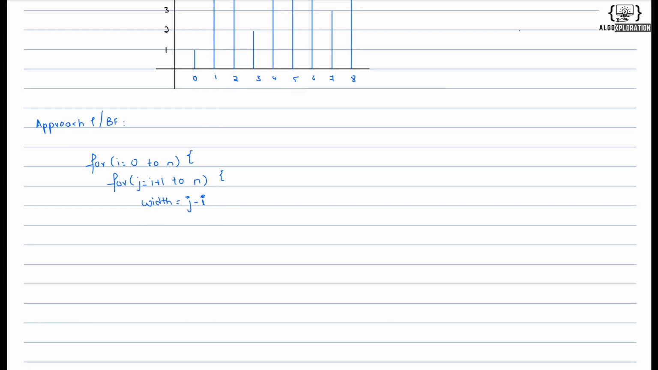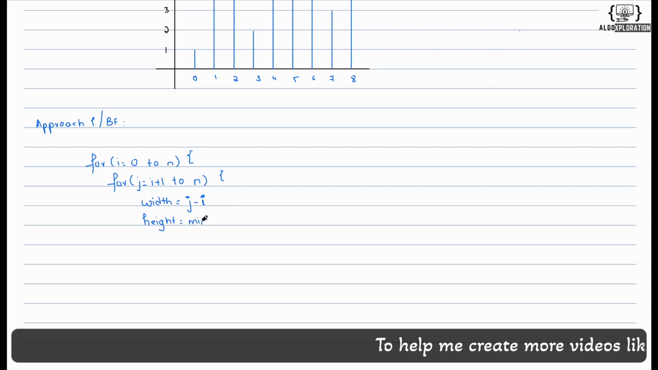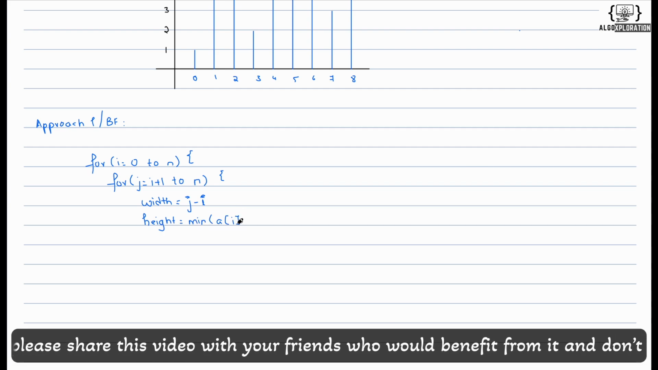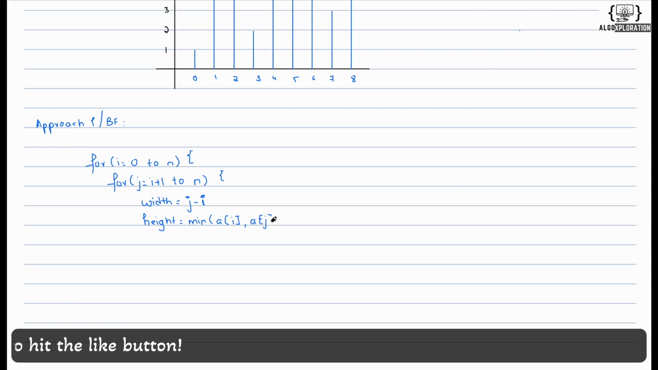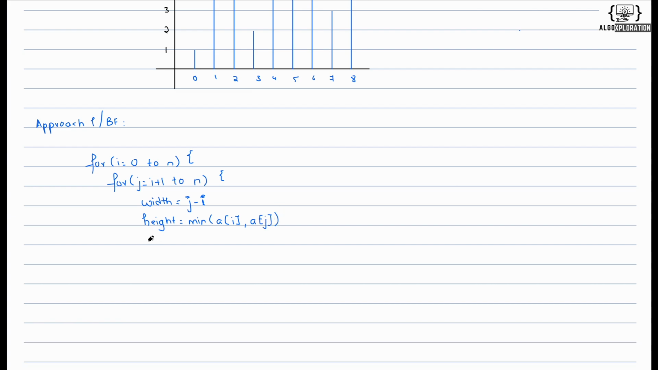And then we have to find the height. So the height will be nothing but the minimum of a of i comma a of j, right? After that we have to find the area. So the area will be width into height, right? After that we have to store it in the answer if the area is bigger than the previous answer. So max of area comma answer, that's it.